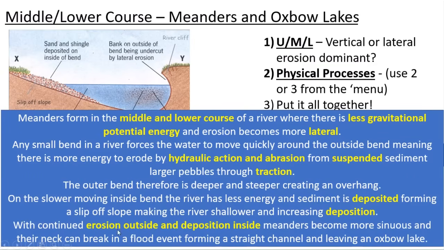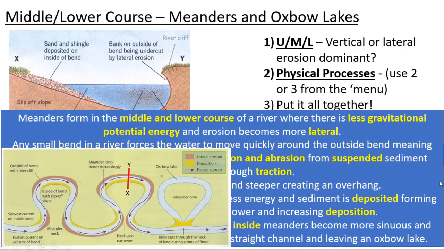So with continued erosion outside and deposition inside, meanders become more sinuous, that means more wavy, and their neck can break in a flood event, forming a straight channel, leaving an oxbow lake. So this picture is just going to show you what that looks like. Okay, so here you've got your eroded section on the outside bend, and then your deposition on the inside bend, and then it curves around.